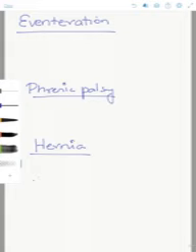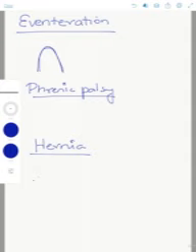Between diaphragmatic eventration, phrenic palsy, and hernia. Now, what is diaphragmatic eventration? Eventration is basically the elevation of the diaphragm, which occurs because of absence of normal diaphragmatic tissue and its replacement by connective tissue, and that is why the diaphragm appears elevated.